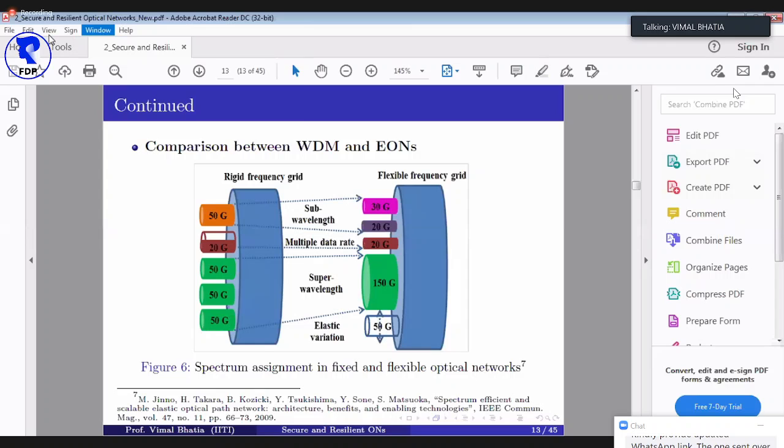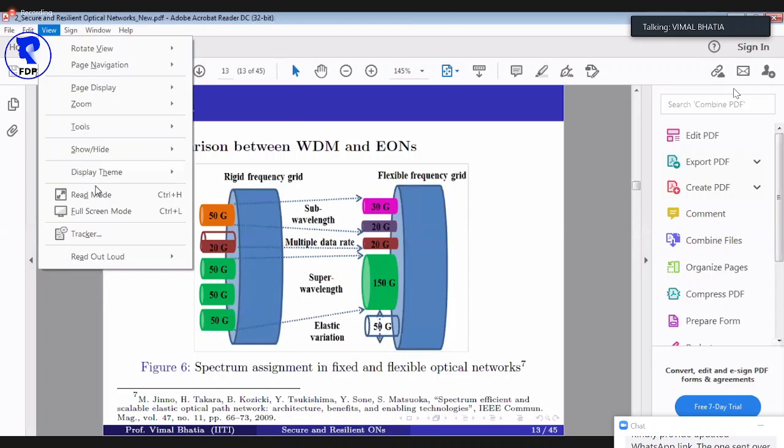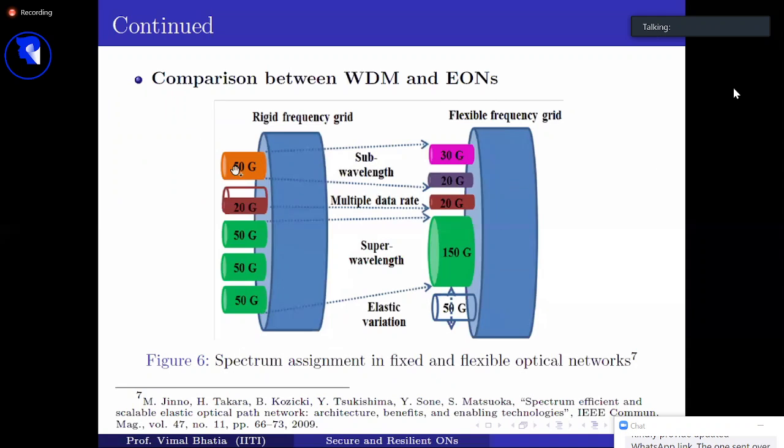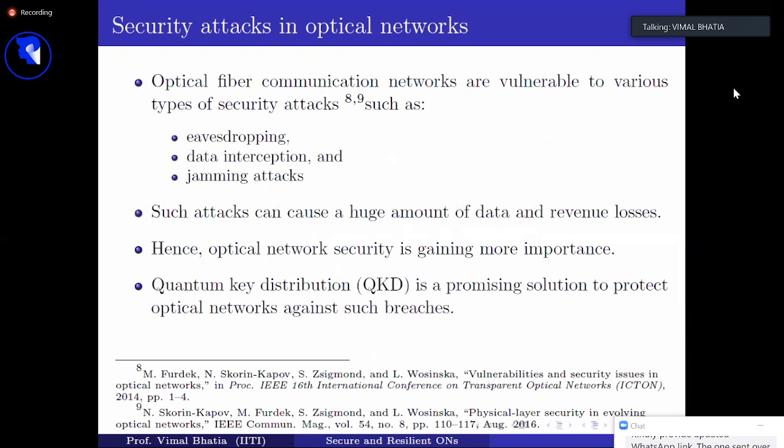So now let's look at this slide, which again shows that in the future, optical networks are moving from WDM to elastic optical networks, which is a similar type of technology to OFDM, where different bands can be allocated to different users. So this is moving away from a fixed type of allocation.